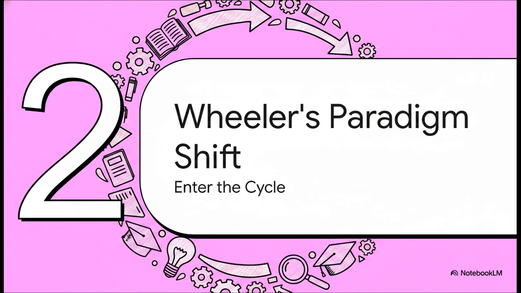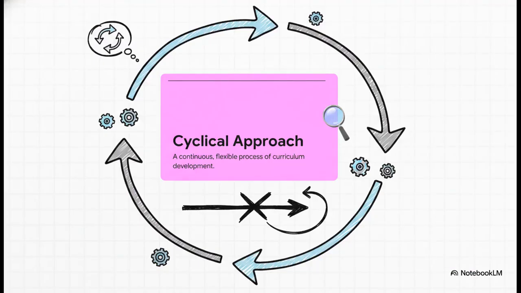Enter the cycle. So in 1967, D.K. Wheeler comes along and completely shifts the shape of the educational paradigm. He looked at Tyler's linear rationale, realized it needed a massive upgrade, and defined a completely new cyclical approach. Instead of this one-way street with a dead end, curriculum development became a continuous, highly flexible process.